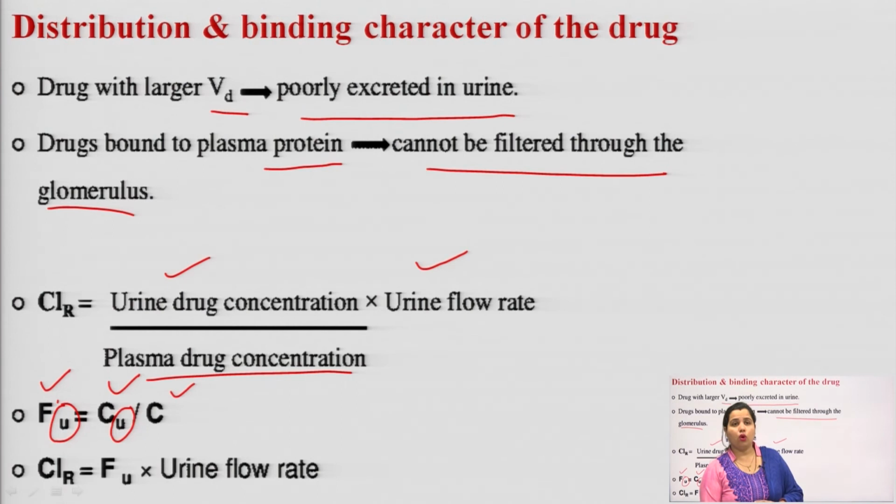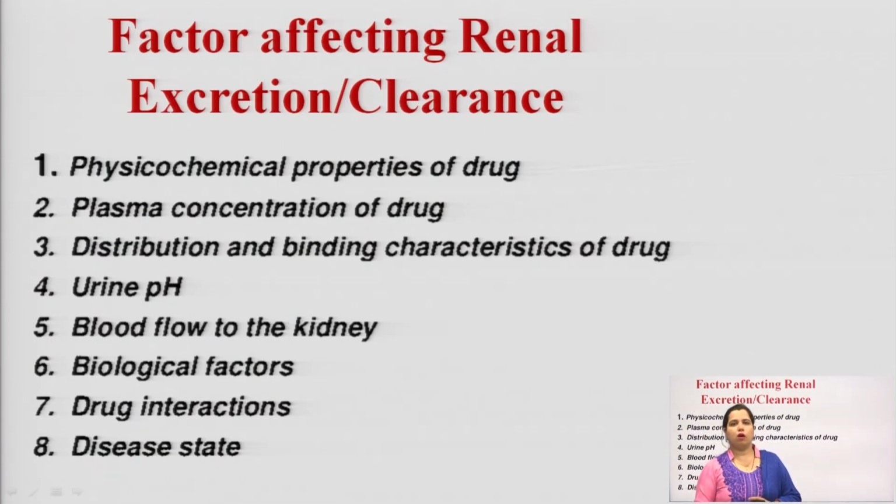Once again, we will have a quick look at what we have covered. We have covered factors affecting renal excretion, in which we discussed the physicochemical properties of the drug and their role in clearance, which affects the clearance value, the plasma concentration of drug, distribution and binding characteristics of the drug, and urine pH. If the urine is acidic, it will increase the renal clearance for basic drugs, and vice versa. Blood flow: highly perfused organs or high blood flow may enhance the elimination rate of the drug. Biological factors: any impairment and diseased condition inversely affects the elimination and clearance of the drug. Drug interactions and disease state also hamper the elimination and clearance of the drug.